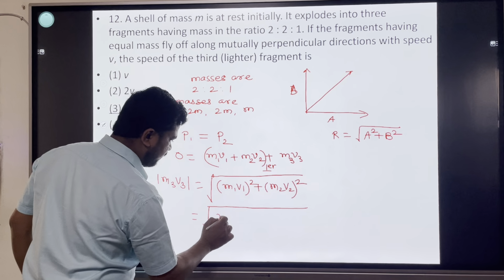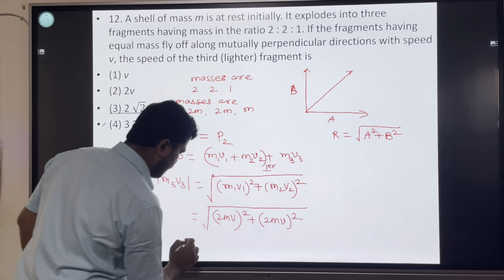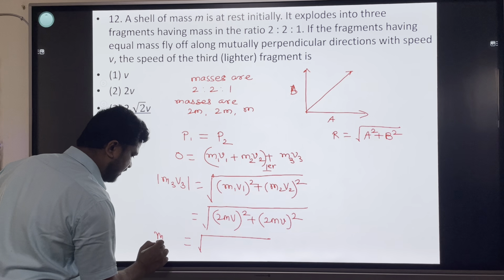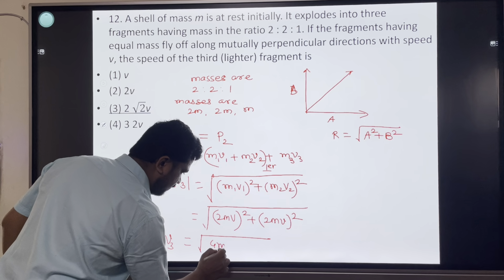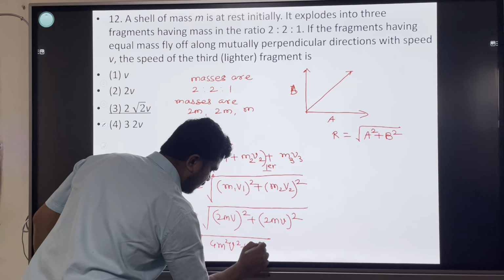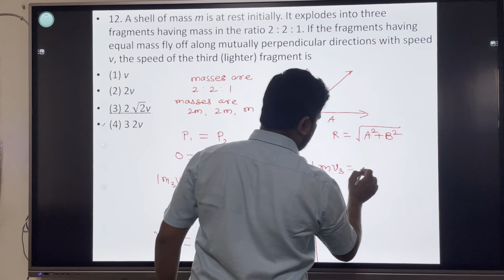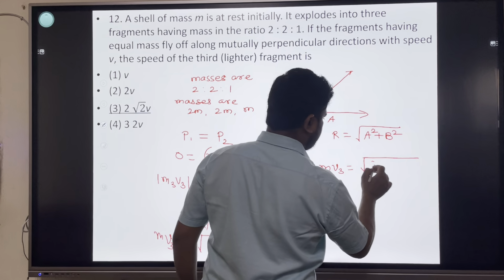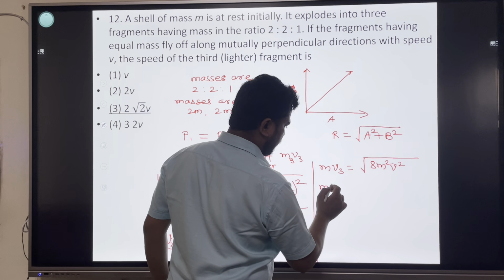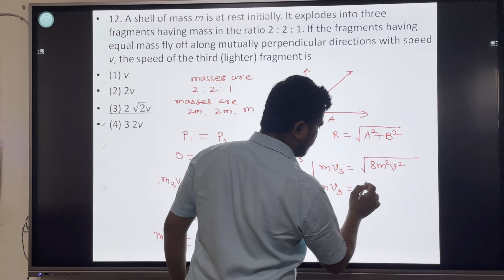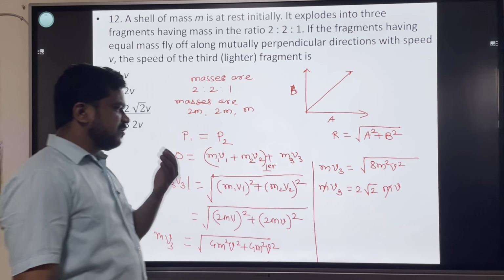m1 is 2m with velocity v, so (2m v) square, equal to square root of... m3v3, mv3, where mass is m, 2m bracket square, 4m square v square plus 4m square v square. m into v3 is equal to square root of 8m square v square. Take the square root: m into v3 is equal to square root of 8, which is 4 into 2, so 2 square root 2 mv. Mass cancels, v3 is equal to 2 square root 2 v.